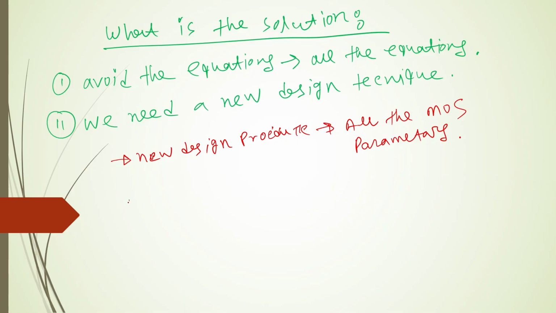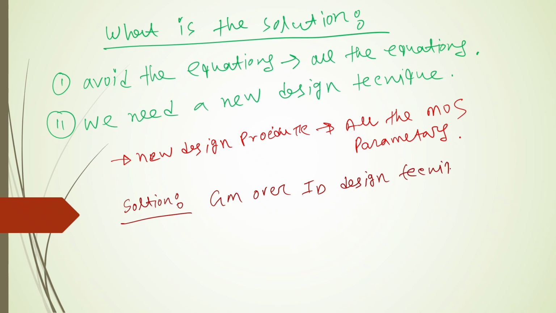So the solution is provided by using a design procedure, a new design technique that is called the gm over ID technique. The gm over ID design technique is a special type of technique which considers all the effects of the MOSFET properly.